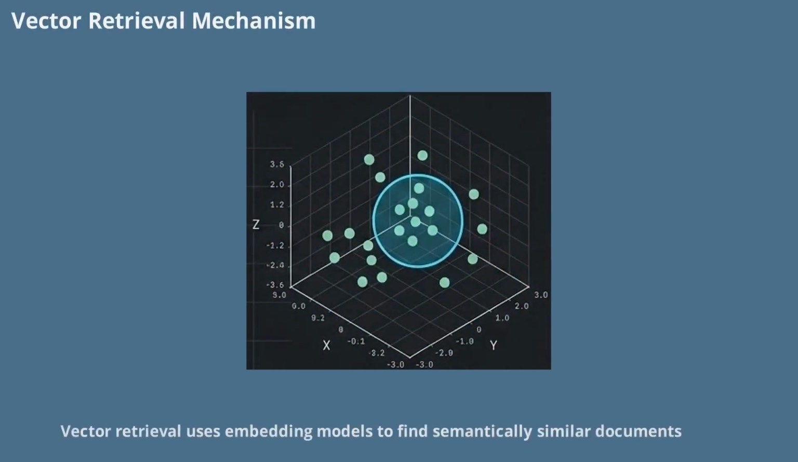Vector retrieval uses embedding models to find semantically similar documents. For example, OpenAI's text-embedding-3-large model with 3072 dimensions and approximate nearest neighbor algorithms like HNSW or IVF. While this method is fast and effective for most queries, it can't perform multi-hop reasoning or synthesize facts across disjointed documents.